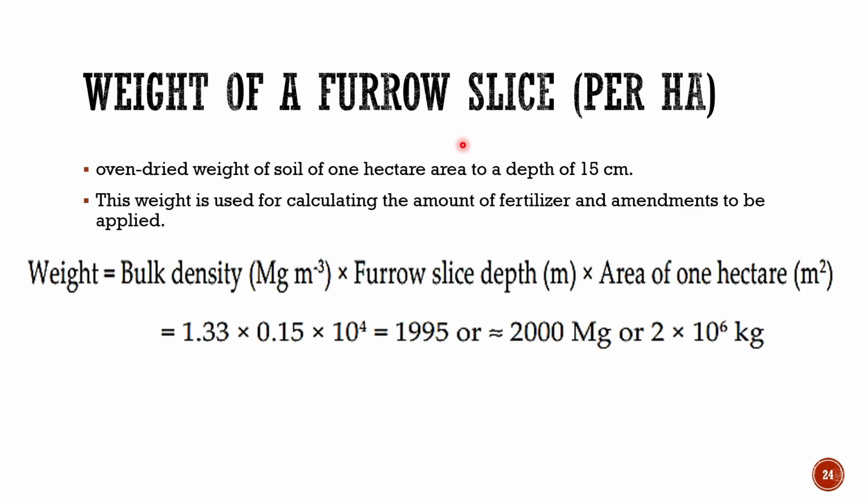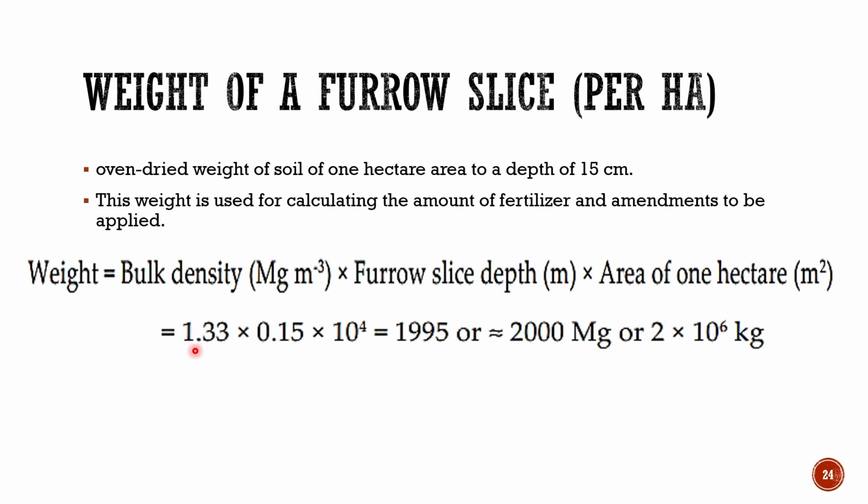And weight of furrow slice per hectare. Here it is the dry weight of the soil of 1 hectare area to a depth of 15 centimeter. That is the weight of furrow slice up to 15 centimeter depth in 1 hectare area. How much weight of the soil is present? That is the weight of furrow slice. This weight is used for calculating the amount of fertilizer, amendment, etc. So when we come to fertilizer and amendment calculation, we can use this weight of the furrow slice. Its equation is bulk density into furrow slice depth in meter into area of 1 hectare.